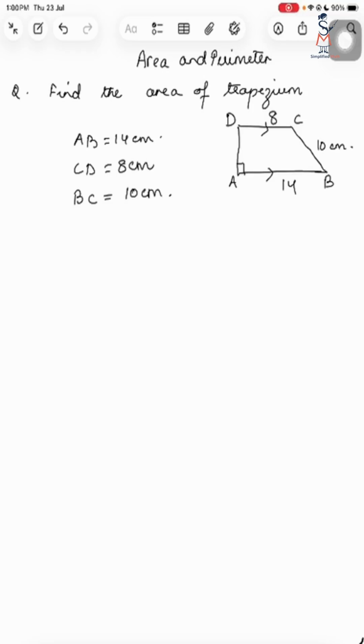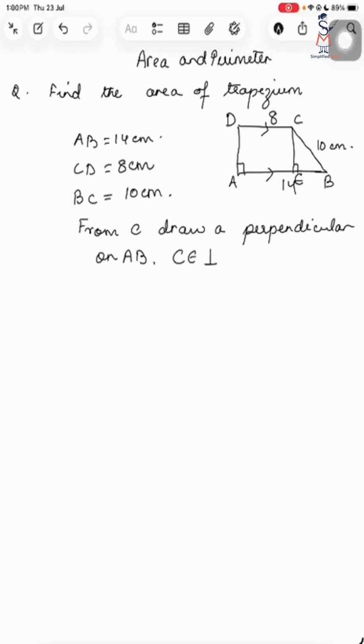Now, from C, draw a perpendicular on AB, right? We'll show it like this. So let it be E. So CE is perpendicular on AB.